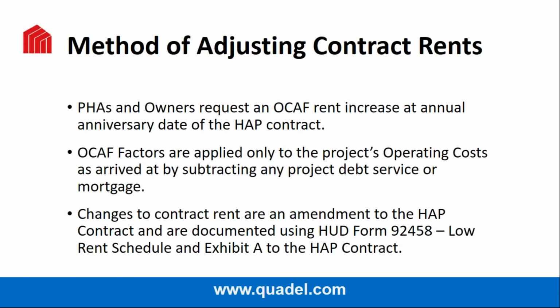Once the adjusted contract rents and the new annual rent potential is approved by HUD, a new low rent schedule, HUD Form 92458, will be executed by HUD and the PHA or the owner and returned along with a new Exhibit A, which serves as an amendment to the HAP contract for the upcoming year.